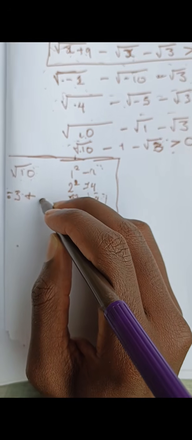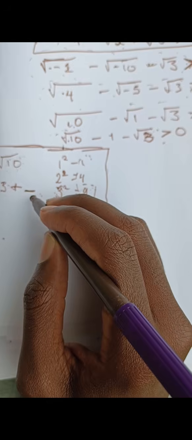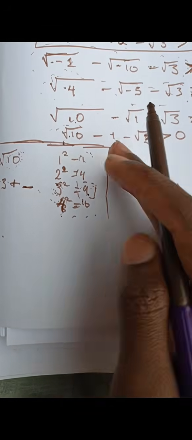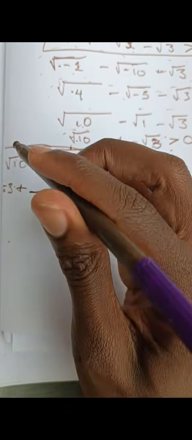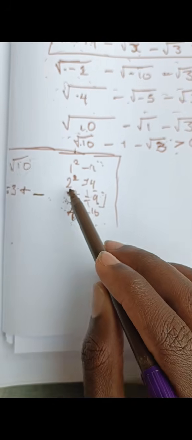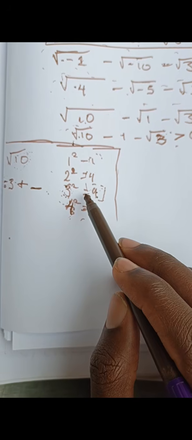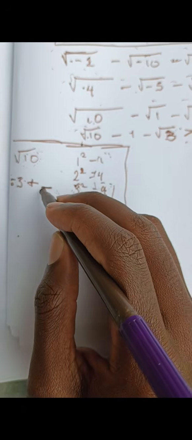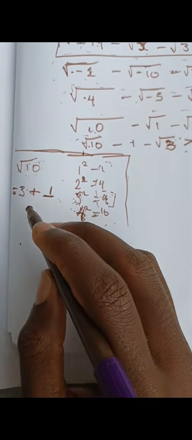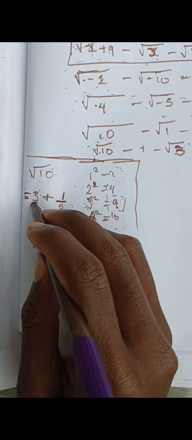Then we are going to say plus a fraction. So that fraction is going to have a numerator and a denominator. Numerator is what is found on the top. So the numerator is going to be the difference between 10 and 9. So 10 minus 9, that's going to give you 1. So on the numerator, I'll put 1. Then on the denominator, you are going to get this 3 and say 3 times 2. Then make it a single fraction.